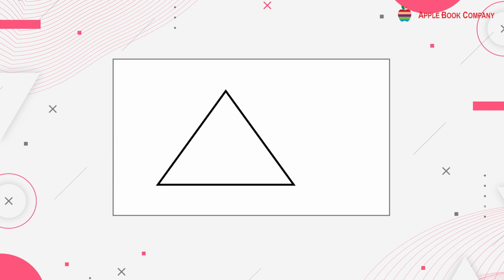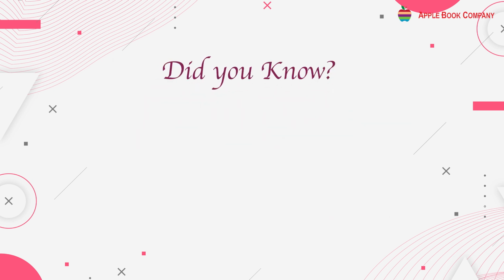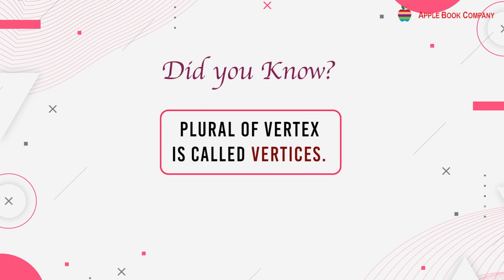You have a triangle here, vertex. Each corner of a plane figure is called its vertex. Side. The straight lines forming a plane figure are called its sides. Did you know? Plural of vertex is called vertices.